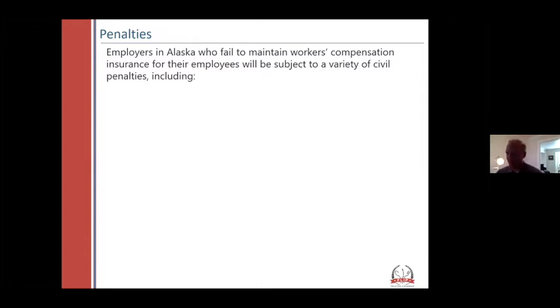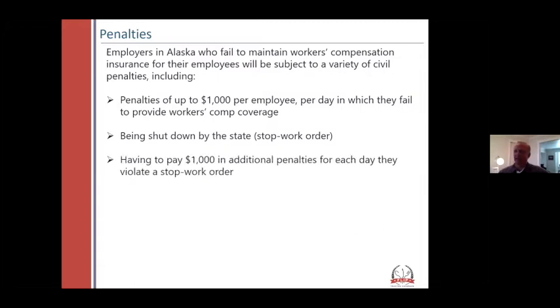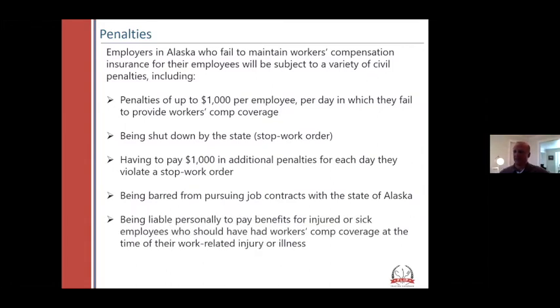Penalties in this case. Employers in Alaska who fail to maintain workers' comp insurance for their employees will be subject to a variety of civil penalties, including penalties up to $1,000 per employee per day in which they fail to provide workers' comp coverage, being shut down by the state, a stop work order, having to pay $1,000 in additional penalties for each day they violate a stop work order, being barred from pursuing job contracts with the state of Alaska, and being liable personally to pay benefits for injured or sick employees who should have had workers' comp coverage at the time of their work-related injury or illness.